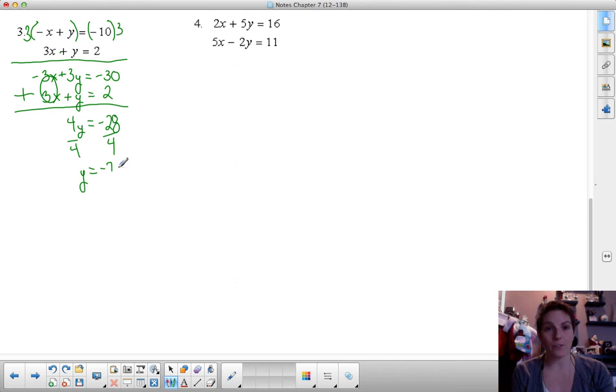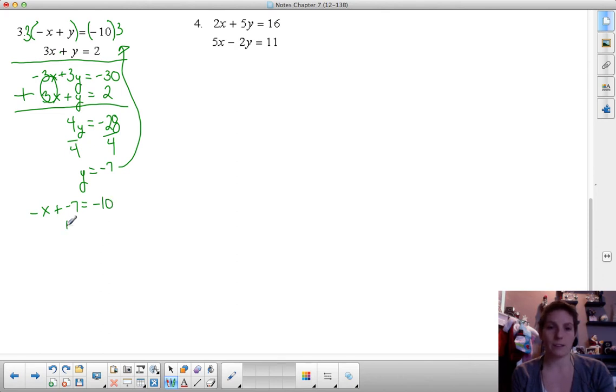Remember, that's never enough information in Chapter 7. We have to have our full answer. So you take it back up here, wherever there is both an x and a y, and you plug it in, whichever one you think looks the easiest. I'm going to choose the first equation. Negative x plus y, so plus negative 7, is equal to negative 10.